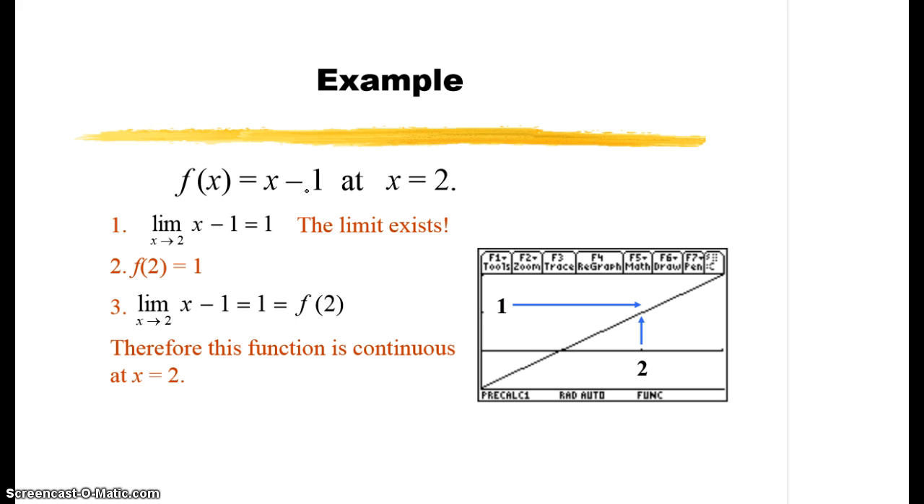Second condition, is f of 2 defined? The answer is yes. When you plug in 2, you get 2 minus 1, or 1, so f of 2 is defined. And the third condition is that the limit, which is 1, equals the function value at that point, which is also 1. So that condition is satisfied as well. Therefore, the function is continuous at x equals 2. Obviously, you knew this, it's just a straight line. If you were to graph it, this is just the straight line x minus 1 equals f of x, and at 2, we get the point 1.